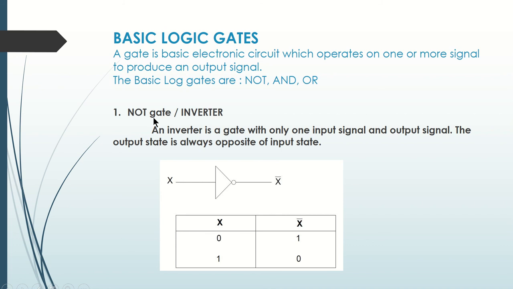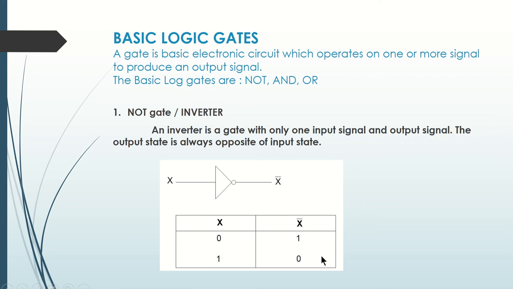So the NOT gate is nothing but the NOT operator. It will take only one input and produce only one output, and the output is always the opposite of the input. If the input is 0, the output is 1. If the input is 1, the output is 0. This is your symbolic representation, and this is how you have to draw the logic circuit. There is a triangle with a bubble at the point. This is your input x, so when you give x as input, x complement or x dash is your output.